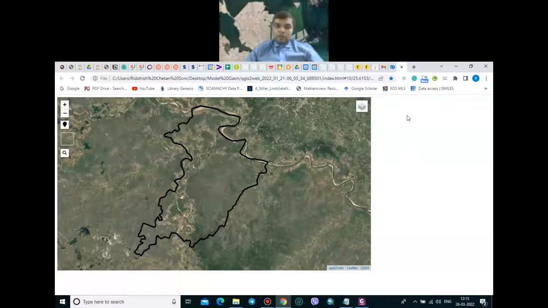So I can show one of the dashboards that we have, and one of the current projects that we are developing to impact around 11 lakh farmers of Banda district in Uttar Pradesh. I can share the screen, sir. Is it visible? Yes, visible.